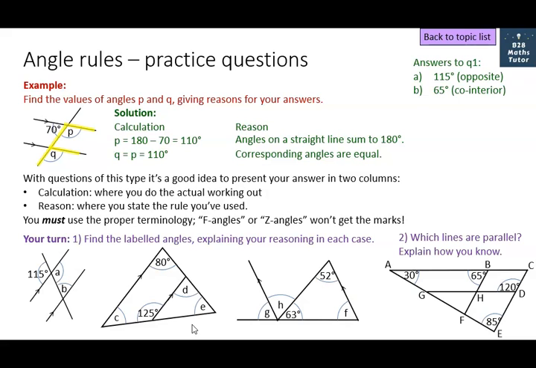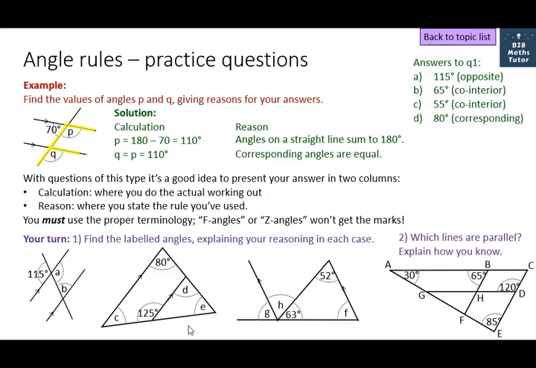On the second one, C is 55 degrees because it's co-interior with the 125. It is not co-interior with the 80 because that's not between two parallel lines. Your two parallel lines are here and here. So it's between those two. It's the C and the 125 that are co-interior.